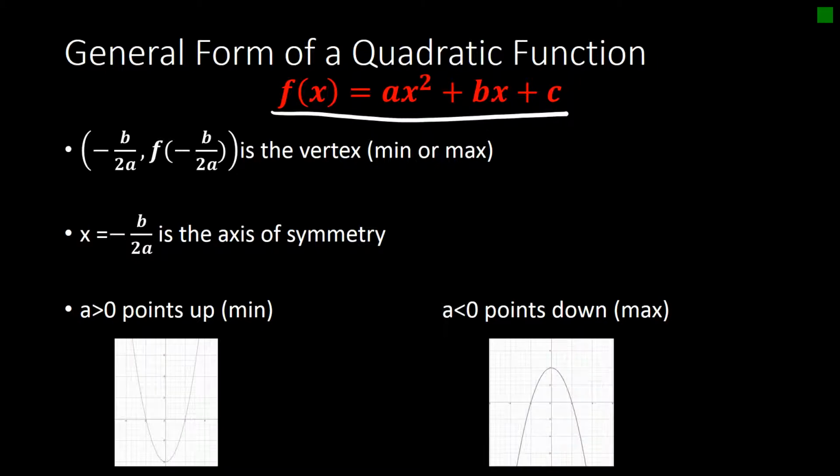And if your a is bigger than 0, then you have an upward pointing parabola, and you have your vertex being the lowest value on that graph. If a is less than 0, you have a downward pointing parabola, and you have your vertex being the maximum value.